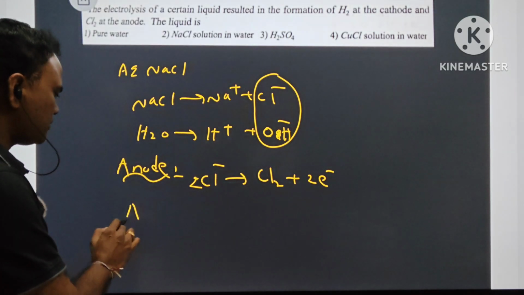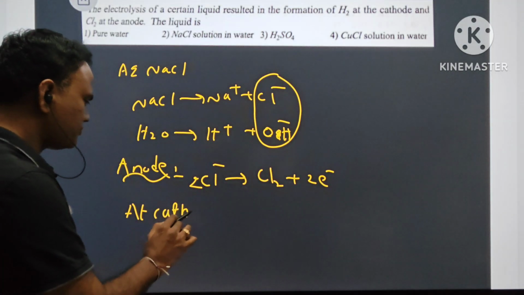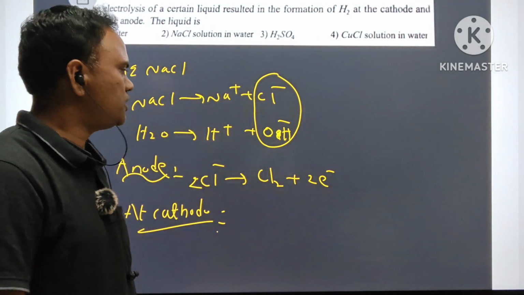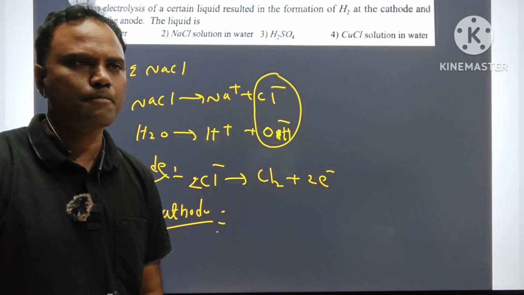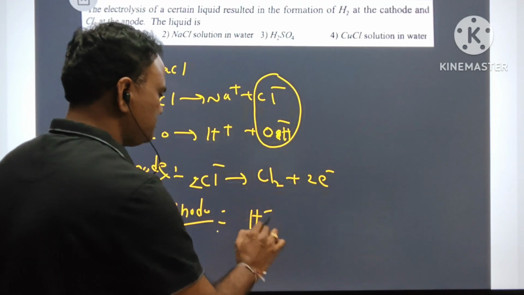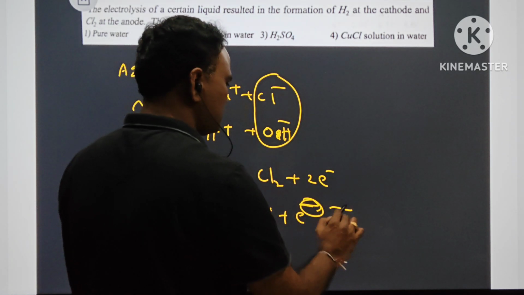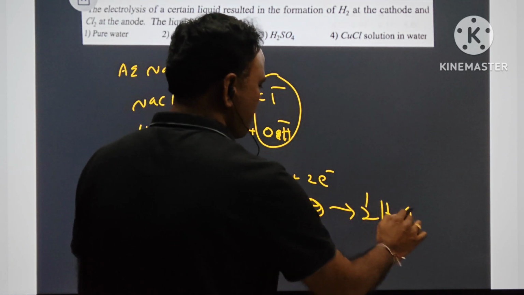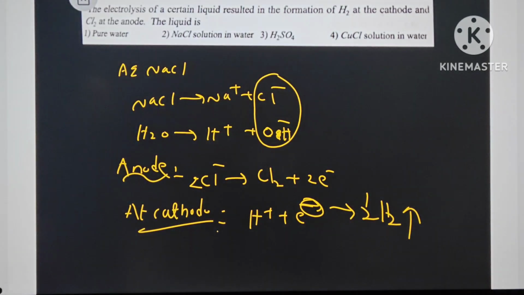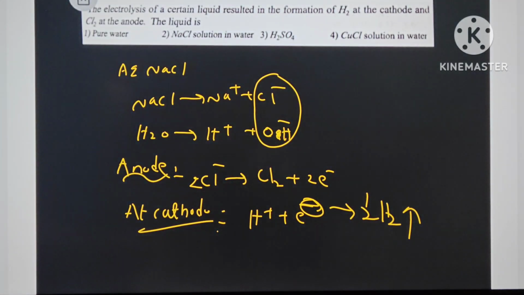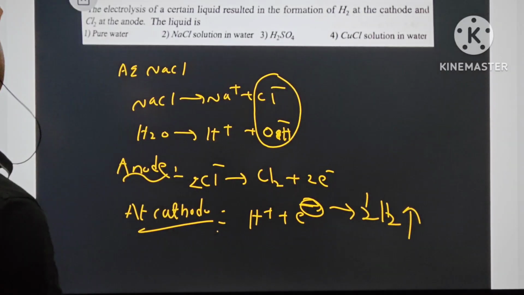At cathode, what are the cations? Na plus and H plus, which is having low DP? So what is the answer? Sorry, H plus plus electron gives rise to half H2. Aqueous NaCl is the answer, or NaCl solution in water. Right, next question.